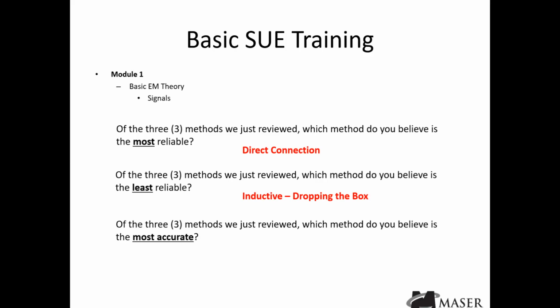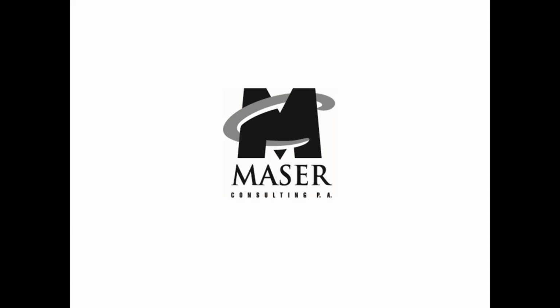But of the three methods that we just reviewed, which of those methods do you believe is the most accurate? Again, direct connection, inductive, clamp inductive. Which do you believe is the most accurate? So it's a trick question. They all are very accurate if they are done correctly. So that's it. That's the basics of Module 1, horizontal designating for SUE.